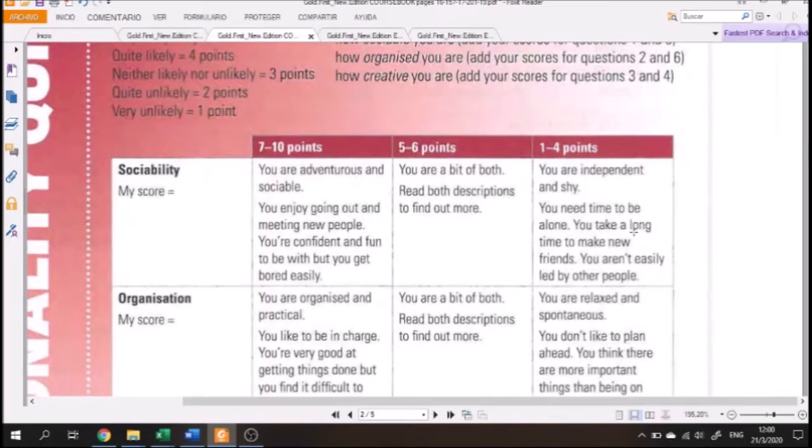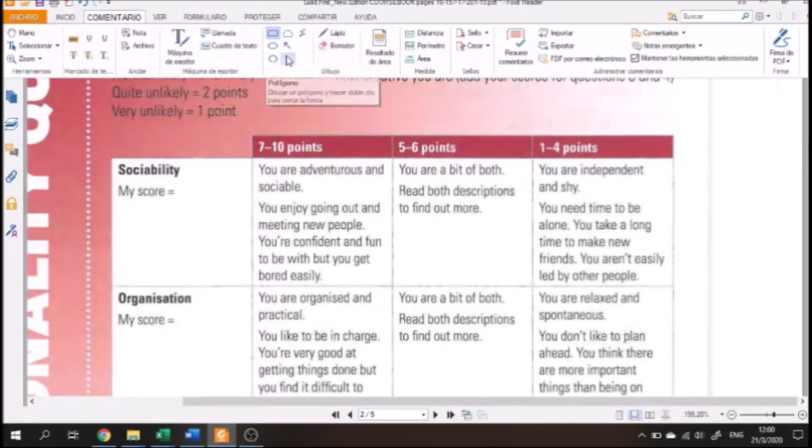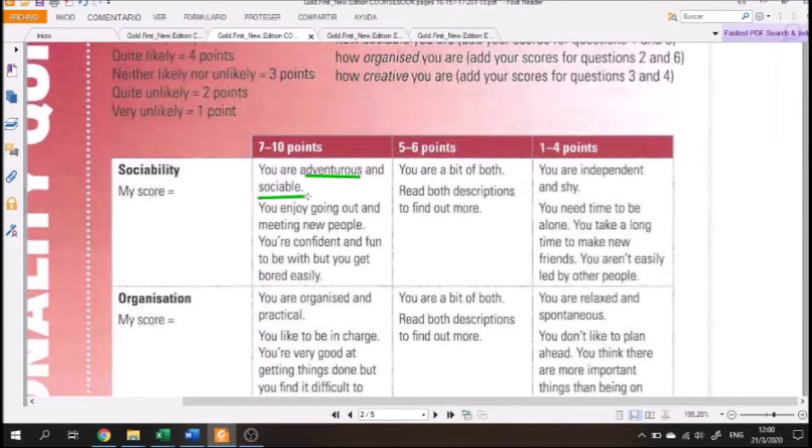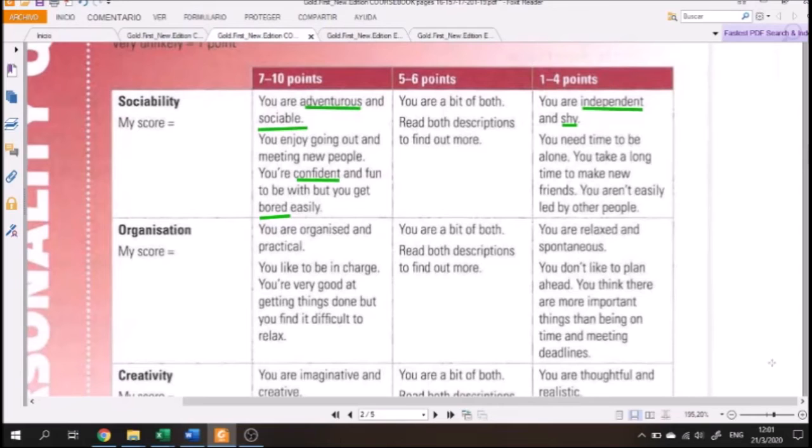Well, as you may have noticed, there are a lot of adjectives in these descriptions, of course. Can you help me find them? For example, we've got adventurous, unsociable, confident, bored. Can you help me? Independent and shy. Remember, shy, synonym of timid. Organized, practical, relaxed, spontaneous.